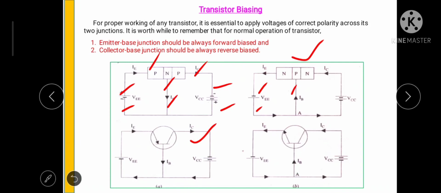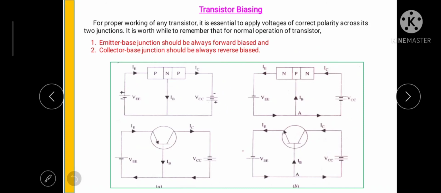And the collector to base junction should be reverse biased. Here the N type collector is connected to the positive of the external battery and the P type base is connected to the negative terminal of the external battery, so that this collector to base junction is in reverse bias mode. Again, the figure below indicates the same biasing circuit using the symbol of the transistor.